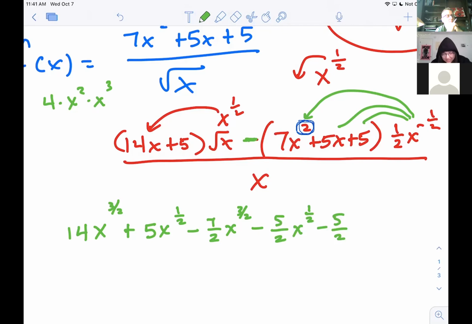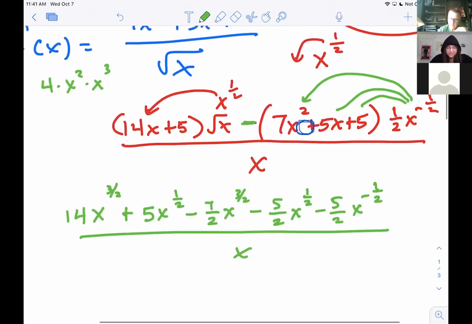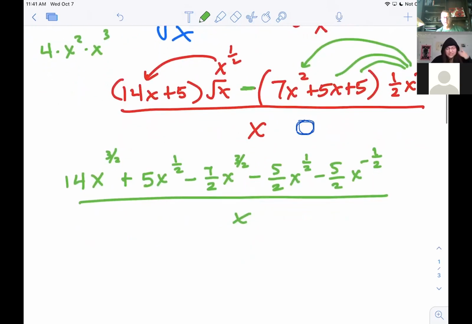And then, okay, negative 1/2. And that's to the negative 1/2 because there's no x. Good job. It looks terrible, if I'm honest. They're fine. Now, what do you notice?